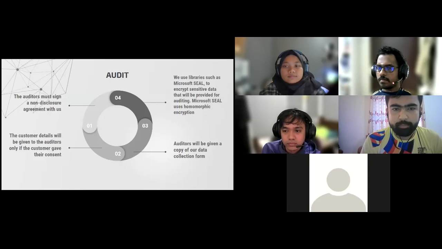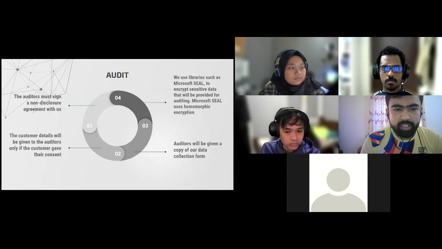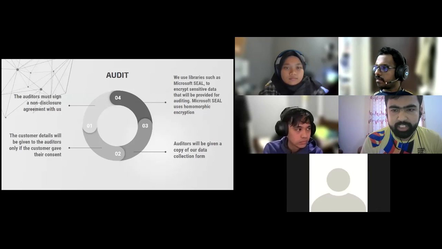And let's come to the audit part. We divide it into 4 sections. First, the auditor must sign a non-disclosure agreement with us. It protects us from a malicious third-party auditor who might disclose our information outside. And if such a thing does occur, we can show that we took legal action against this kind of thing. Then, coming to the second part, the customer details will be given to the auditors only if the customer gives consent. Otherwise, they will not be shared. Then auditors will be given a copy of our data collection form, so that they can check whether we are abiding by the PDPA or not.